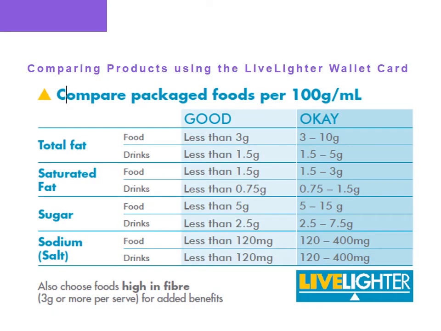By using the Live Lighter Wallet Card, you are able to determine the nutritional quality of the food item and whether it's a good choice or whether a healthier option could be made. This design allows for food and drink labels to be read and understood with ease and without confusion.